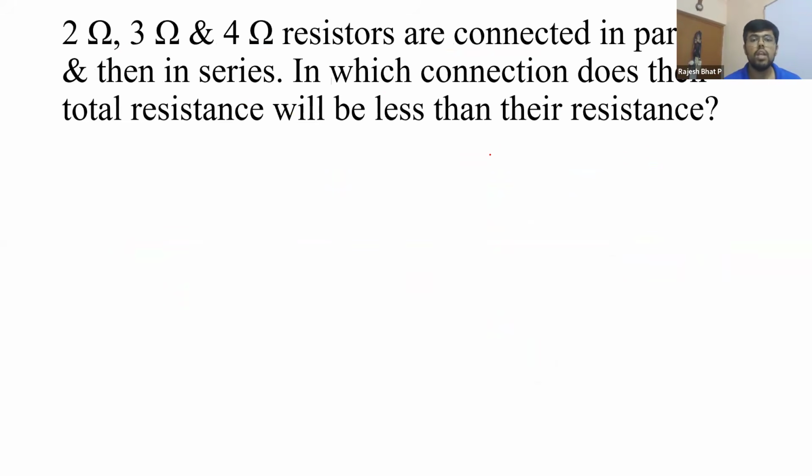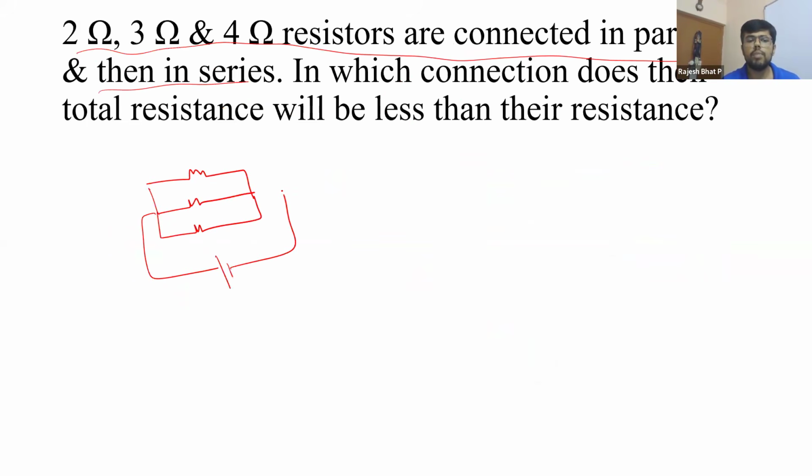Okay, this one, I think you can do it. So there are 3 resistors connected in parallel and then in series. Parallel means everything is connected in parallel. This is one setup. One more setup is where everything is connected in series. This is 2, 3, 4, 2, 3, 4.